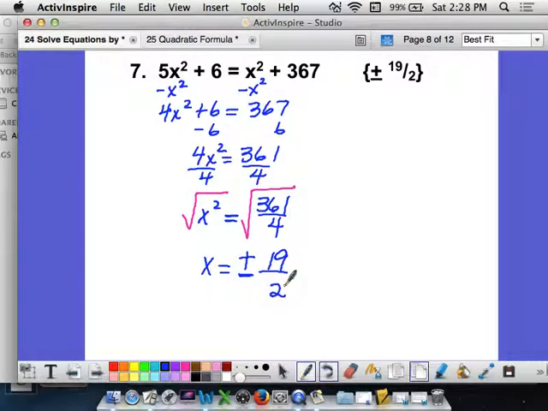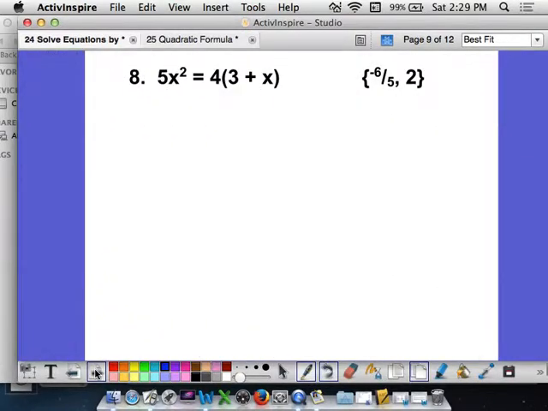The square root of 4 is 2. And that's where we get this answer, plus or minus 19 halves. This is shorter and easier, less room for error. Just can't forget your plus or minus.